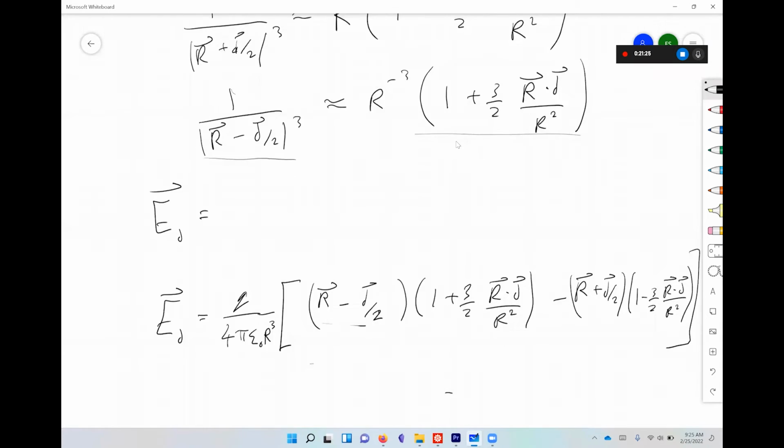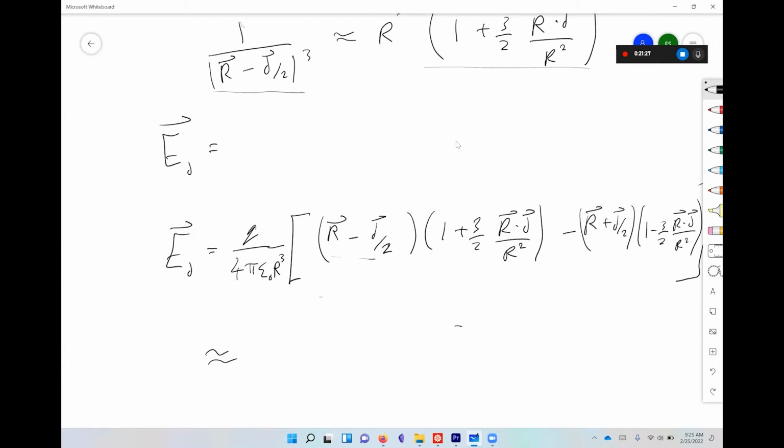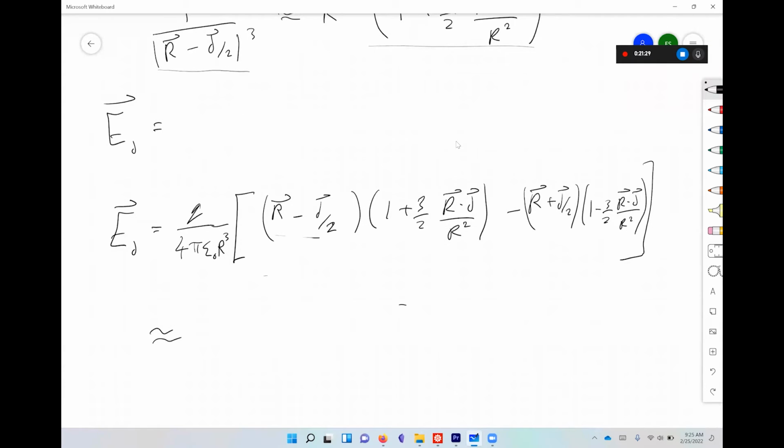Okay. And then I just have to kind of multiply things together. If I multiply those things together, I end up with what? See, I have here r, and then I have here minus r, so that cancels. I have here minus d over 2, minus d over 2, so there's a minus d over 2, minus d over 2. It's going to be minus d. So there has to be a minus d here somewhere.